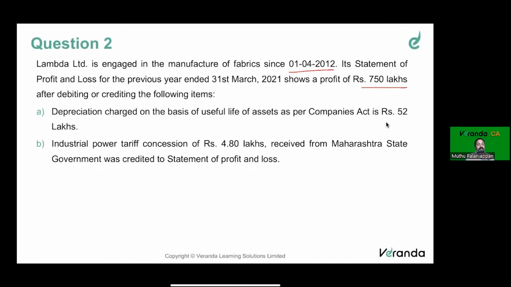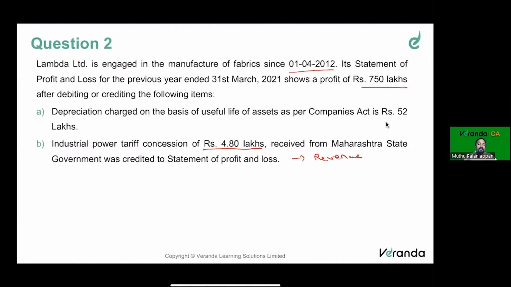Industrial power tariff concession, 4.8 lakhs received from Maharashtra state, was credited to P&L. So it is a power tariff concession. Power is basically a revenue item. So any government subsidy to a revenue item is an eligible business income. Whatever is received is allowed under income tax provisions because it is revenue in nature.